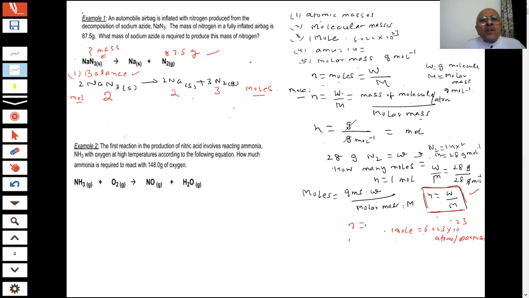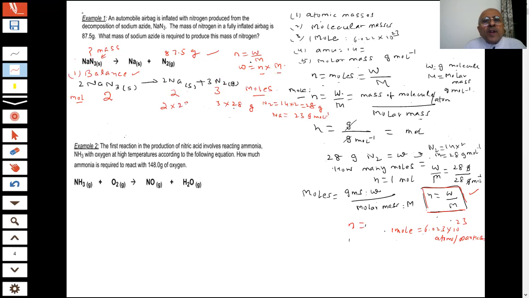Now I can convert them into grams, students. What is the formula? We have said n is equal to W by M, so grams is equal to n into M. So I multiply 3 into the molecular mass of nitrogen. N2 will be 14 into 2, 28 grams. So 3 into 28 gram. And for sodium there are 2 Na. The molar mass of sodium is 23 gram per mole.